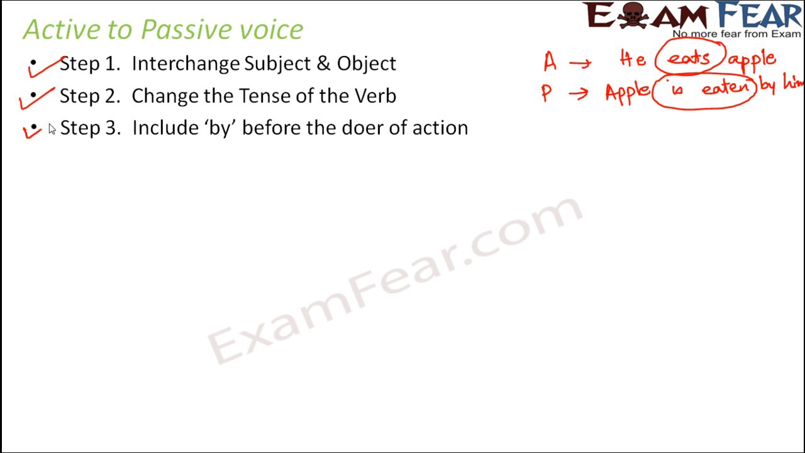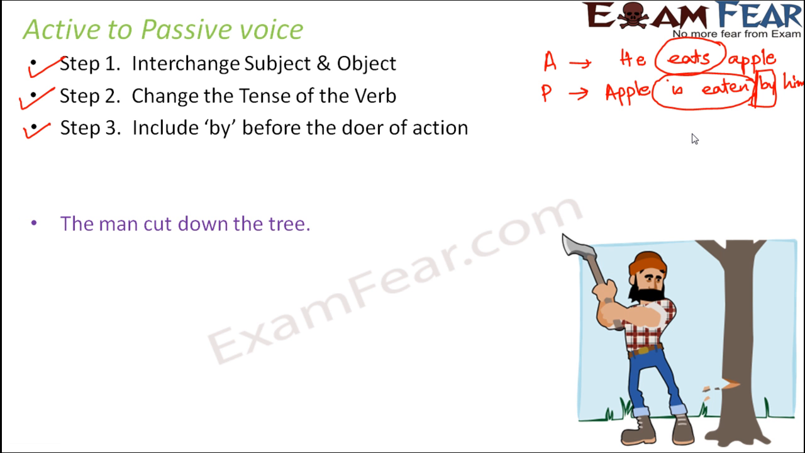Step 3 is to include by before the doer of the action. In this case, he is the doer of the action, so in the passive voice, before him, you need to put by. You need to insert by before the doer of the action. These are the 3 simple steps that you need to remember to convert a sentence from active voice to passive voice. Now let us take an example.